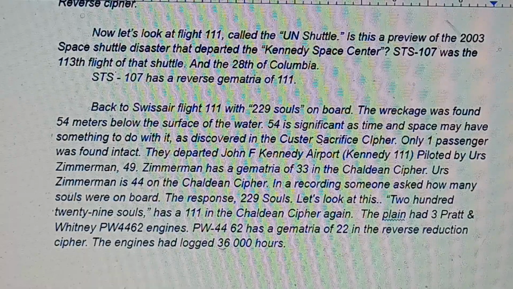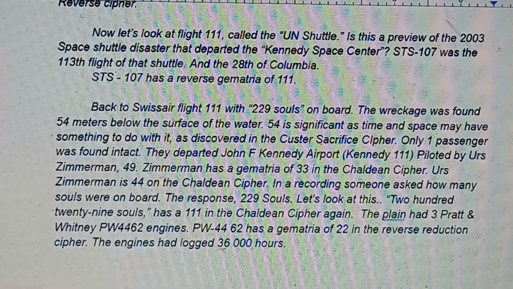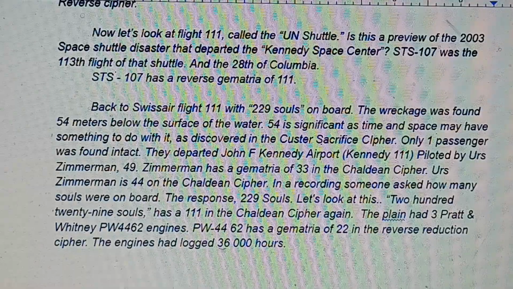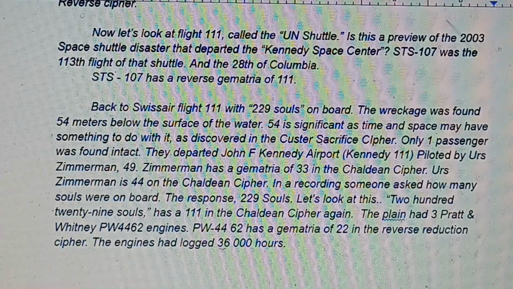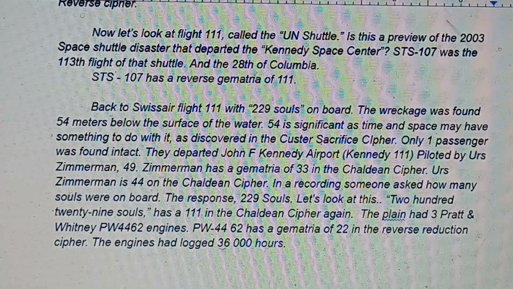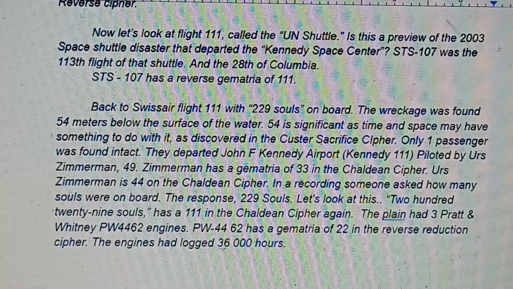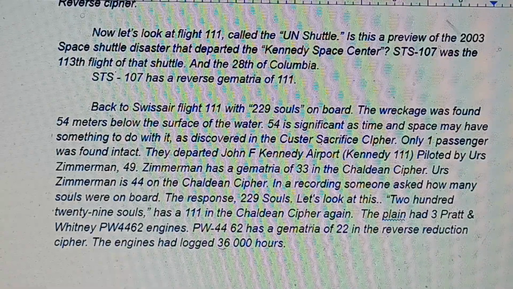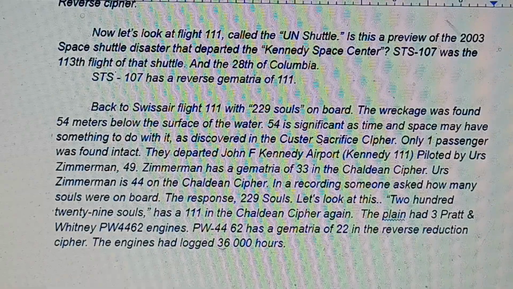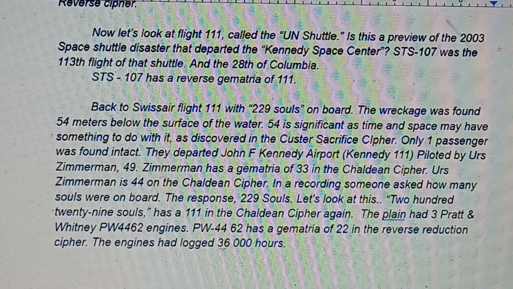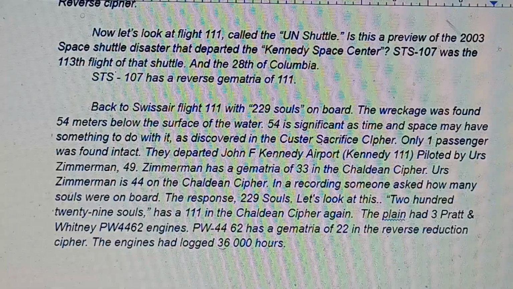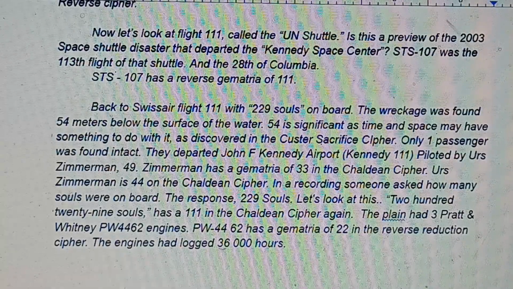Back to Swiss Air Flight 111 with 229 souls on board. The wreckage was found 50 meters below the surface of the water. 54 is significant, as time and space may have something to do with it, I believe, as discovered in the Custer sacrifice cipher. Only one passenger of this air traffic accident was found intact. Kind of reminded me of how Miles Keogh was the only one that wasn't butchered at all, and Custer wasn't butchered except he had his eardrums punctured out.